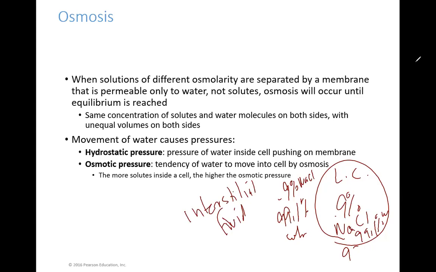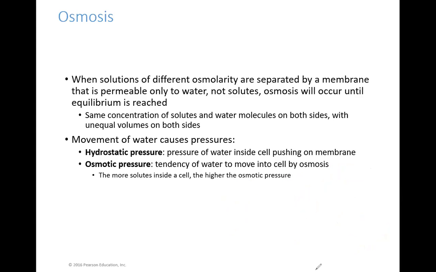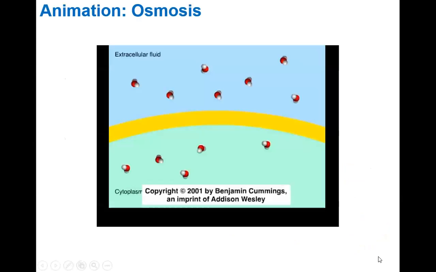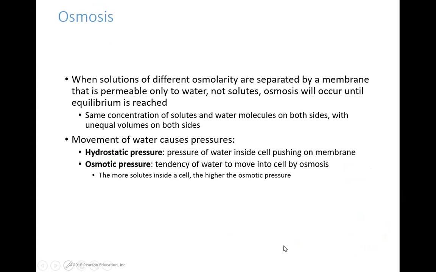Now, where we get in trouble is if our water concentration changes on one side of the membrane of a cell or another. So for example, if we have our living cell right here, you know, it's a nice columnar cell. Okay, there's our living cell.